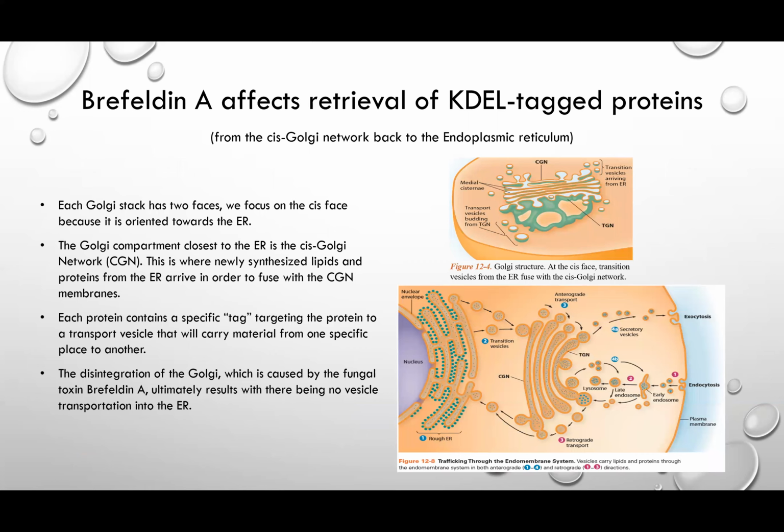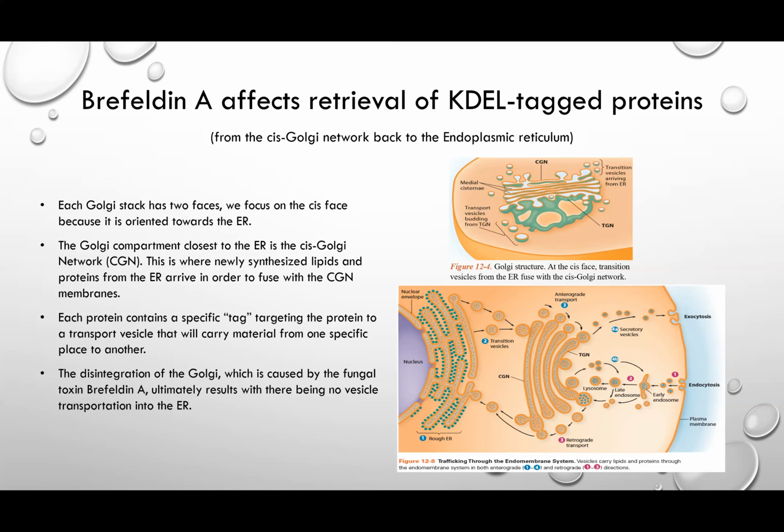So each Golgi stack has two faces. We focus on the cis face because it is oriented towards the ER, or endoplasmic reticulum. The Golgi compartment closest to the ER is the cis-Golgi network, also known as CGN. This is where newly synthesized lipids and proteins from the ER arrive in order to fuse with the CGN membranes.